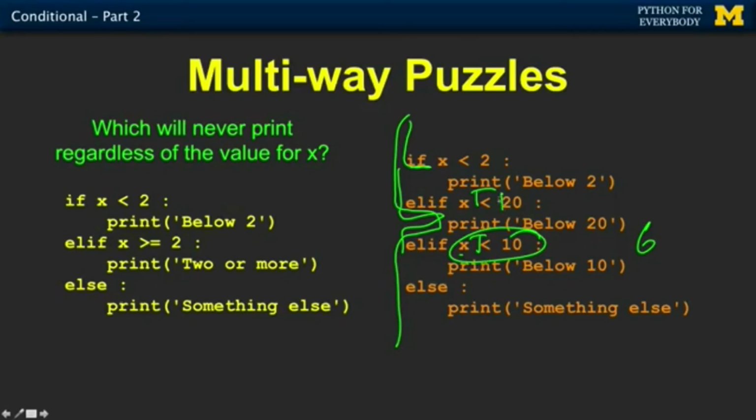Even though this is true and this is true, for the 6, it never even gets here because this one triggered first. Okay? And so that's why this is the line of code that, no matter what the value for x, will never run.